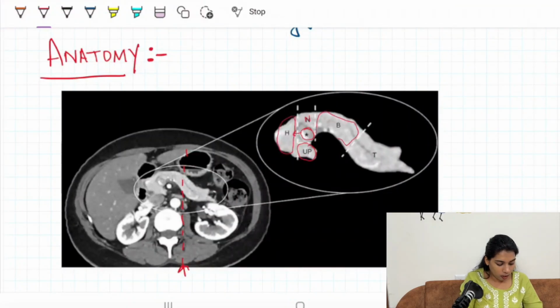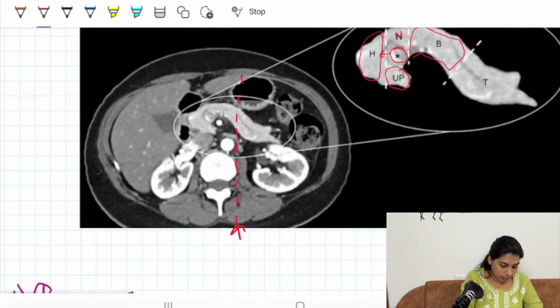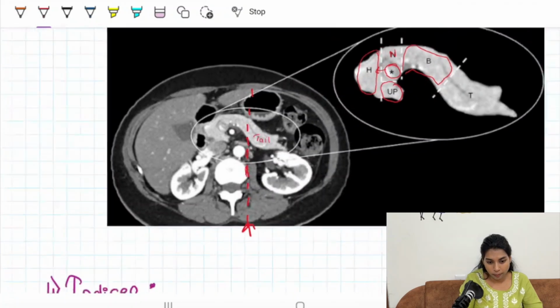Now, we draw a line along the lateral border of the vertebral body or the lateral border of the aorta. The part which is distal to it is the tail of the pancreas. Now we are done with the anatomy of the pancreas.